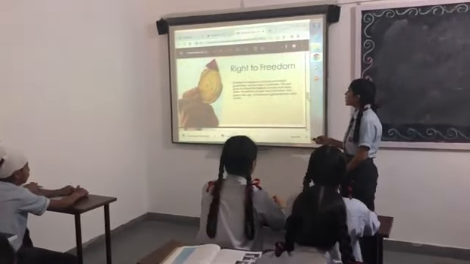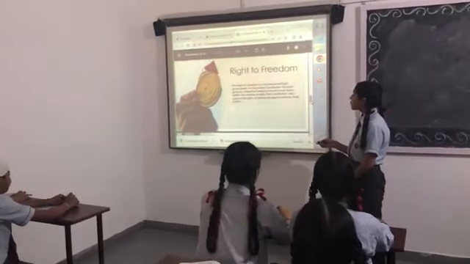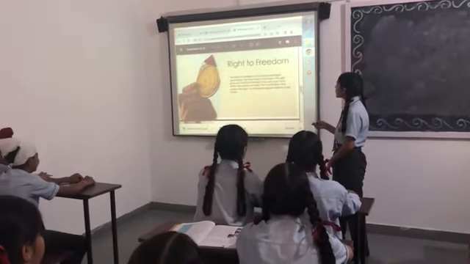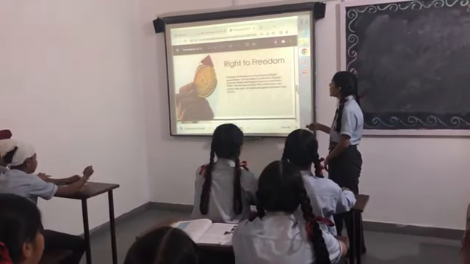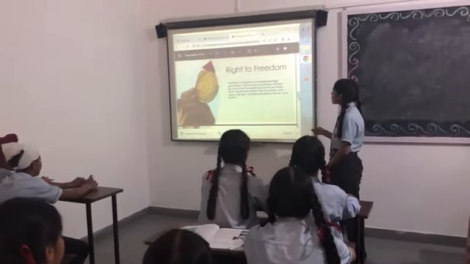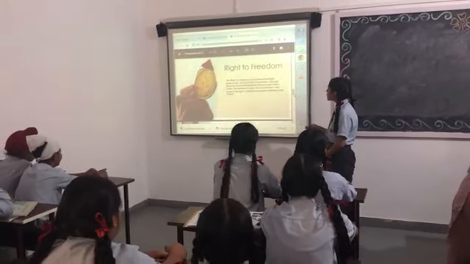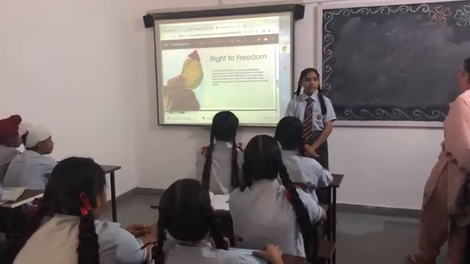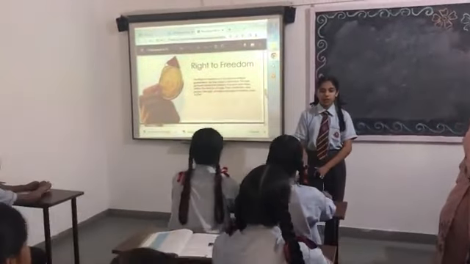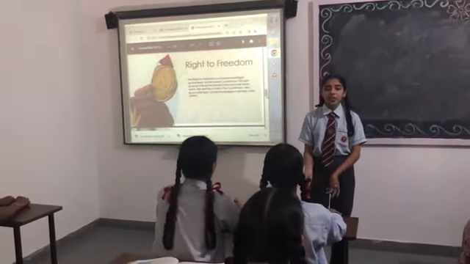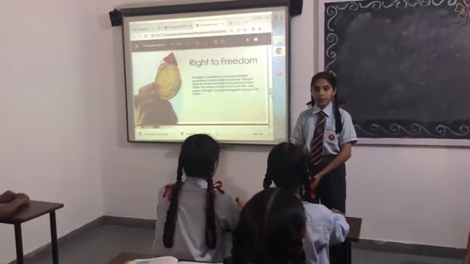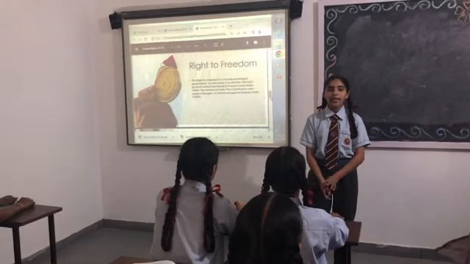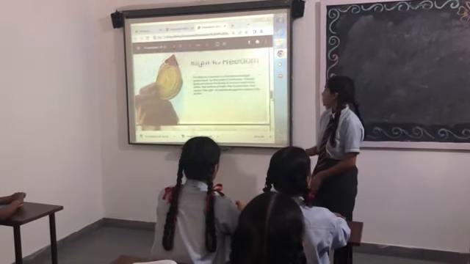Right to freedom. The right to freedom is a fundamental right granted by the Constitution. This right gives all citizens the liberty to live and work freely within the territory of India. The Constitution also protects the right of individuals against arbitrary state action. Freedom means whatever you want, you can do it freely. In this, the government gives the right to all persons to do what they want freely.